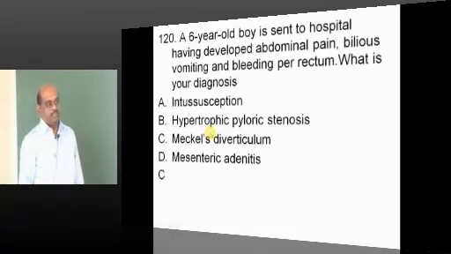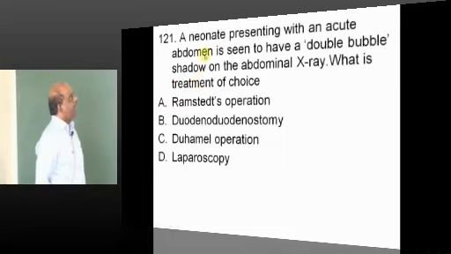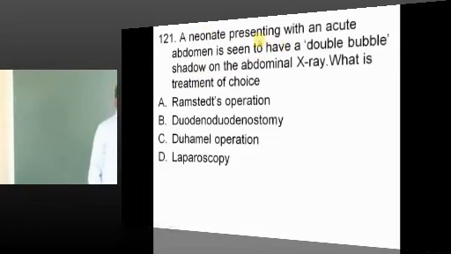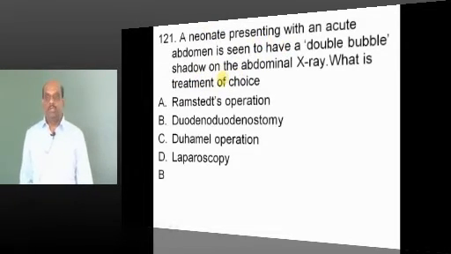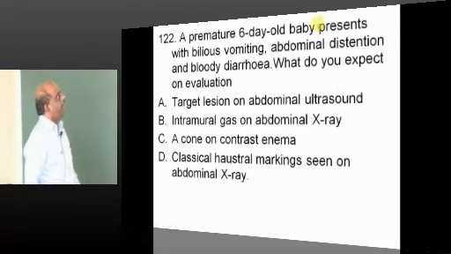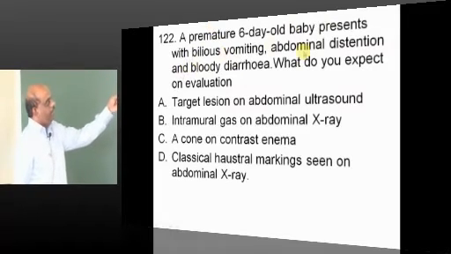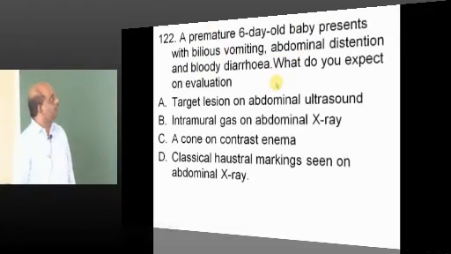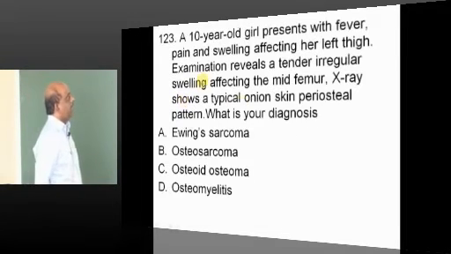Age is any age for that matter, any of the two can occur. There is a characteristic age, but that need not be the only age. Anyway, double bubble. Premature 6-year-old, bilious vomiting, bloody diarrhea. Necrotizing enterocolitis. Beautiful. So intramural gas on abdominal X-ray.